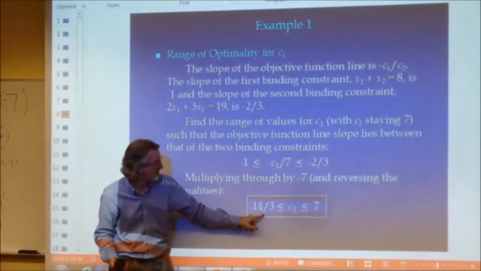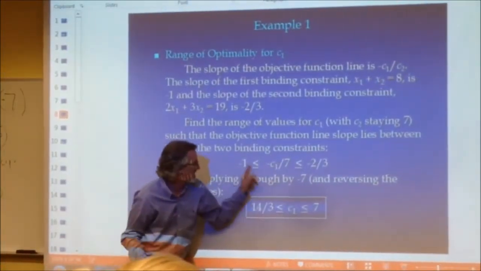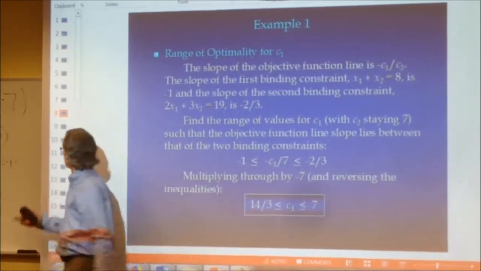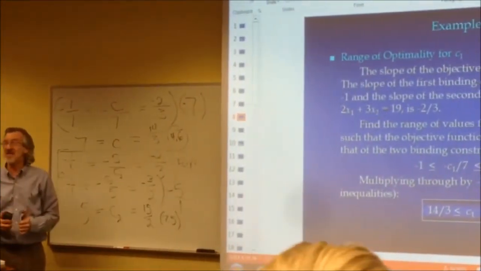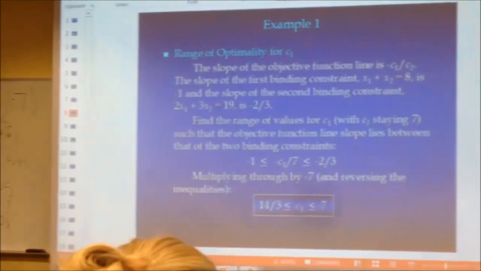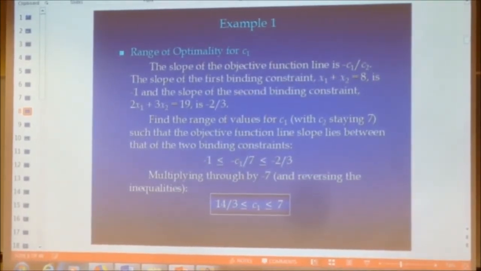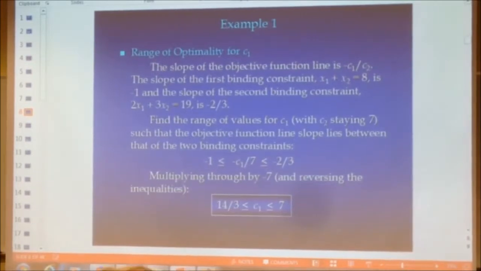You get 14 thirds, just the C1 by itself, and 7. So 5 could go as high as 7 or as low as 4.6. So there it is on the PowerPoint. A lot of people kind of get confused on it, but it's not really that hard. You just got to remember the part where you take the numbers with the variables and put one over the other, and you got to stay consistent.